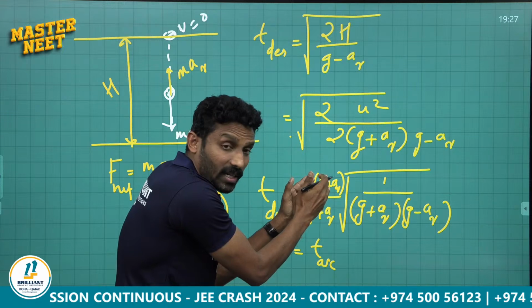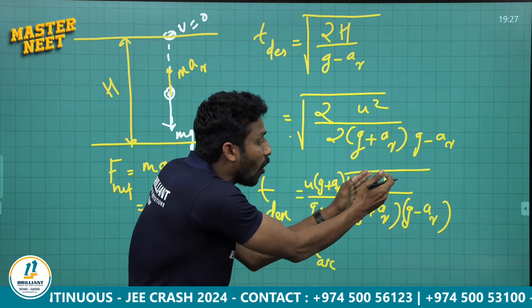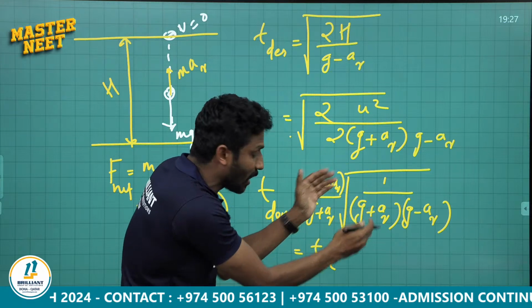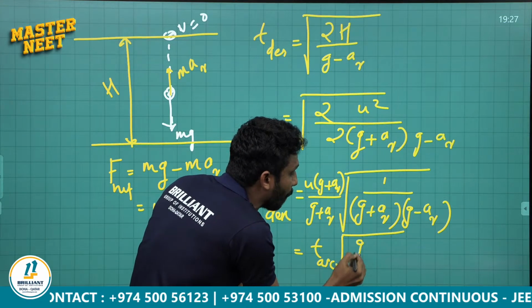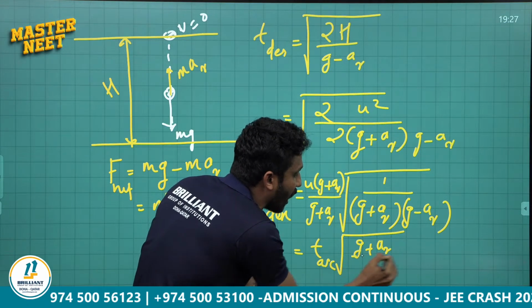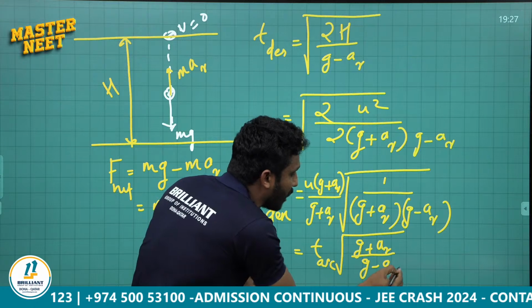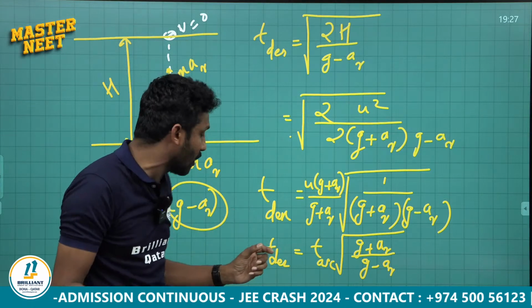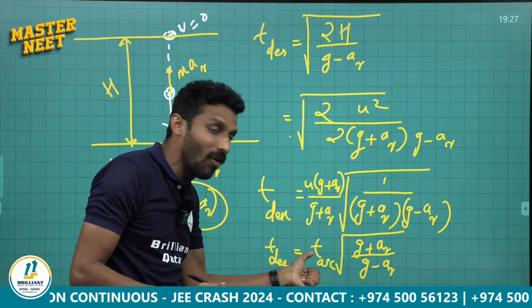Now this G plus AR taken into the root, then one of that becomes G plus AR all square, and one of which will be cancelled here, and this will be G plus AR in the numerator and G minus AR in the denominator. This is your time of descent. Now you got the relation between time of descent and time of ascent.